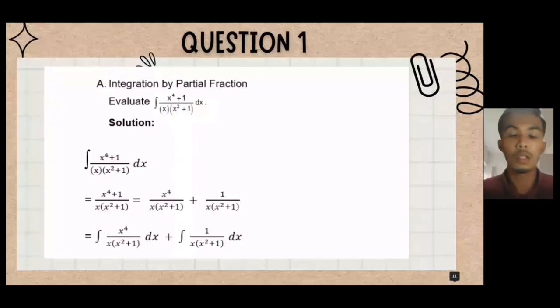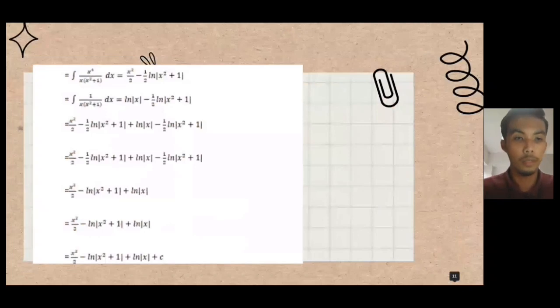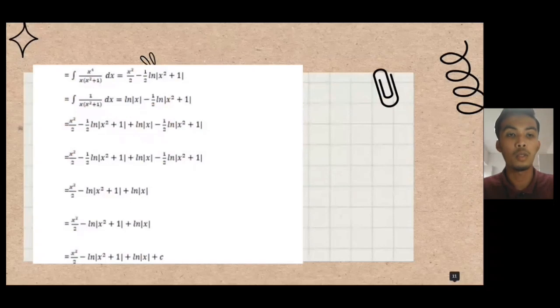So this continues the answer to question 1. The integral of x to the power of 4 divided by x squared plus 1 dx equals x squared divided by 2 minus 1 over 2 ln of x squared plus 1, and the integral of 1 divided by x squared plus 1 dx equals ln x minus 1 over 2 ln of x squared plus 1.